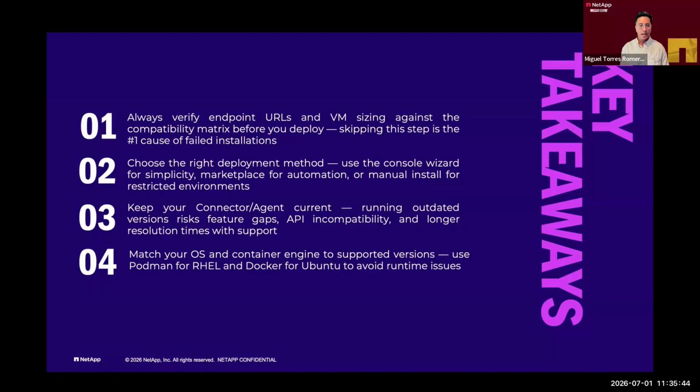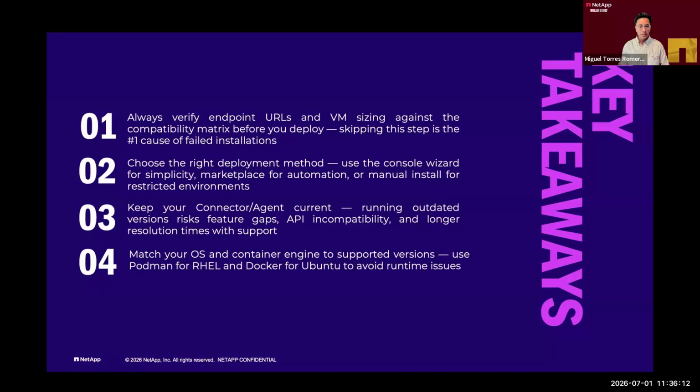Okay. The second point talks about the right method. We've been talking about the right method. We have the NetApp Console, we have the marketplace, and we have the OVA and the manual. Okay, before deploying our agent, obviously we need to know our organization requirements and restrictions in order to know which deployment method to use. Okay, this is very important.